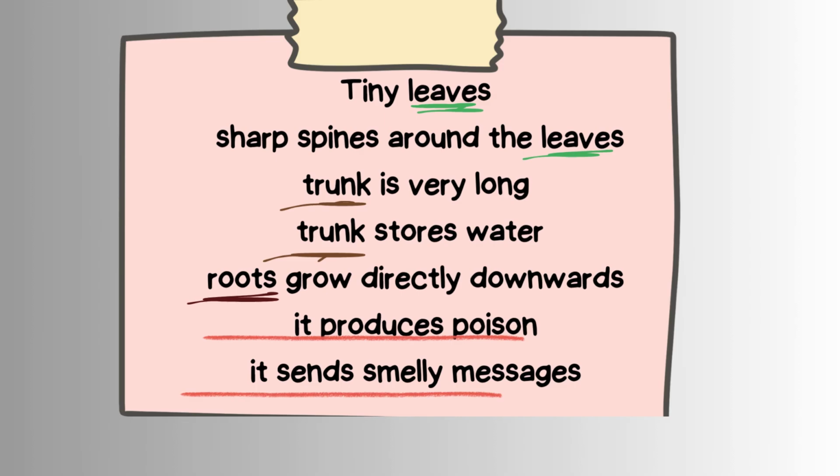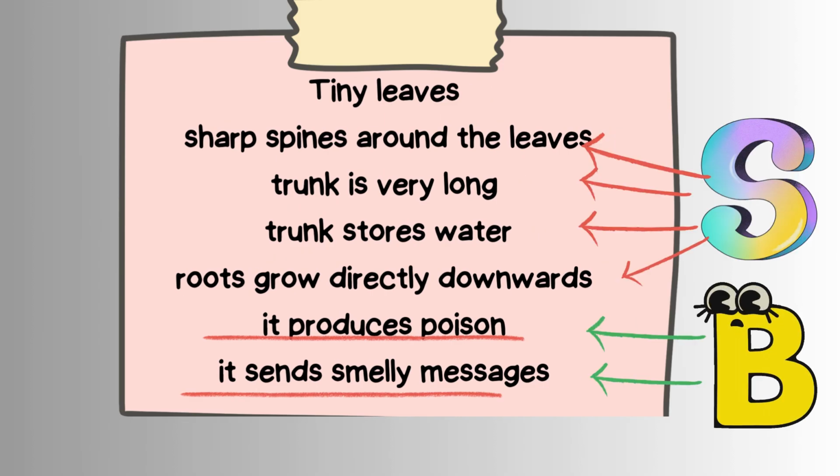So it's clear that the tiny leaves and sharp spines around the leaves, trunk, and the roots, all of these are parts of the acacia tree. So this is the structural adaptations. But it produces poison and it sends smelly messages. So produce and send, those are actions, okay? So those are behavioral adaptations. Well done, grade 4 students, you did it.